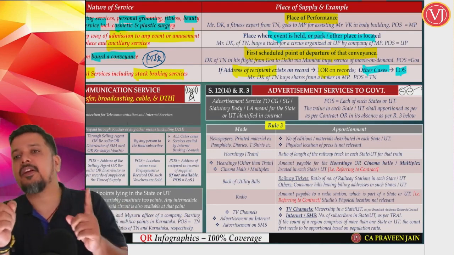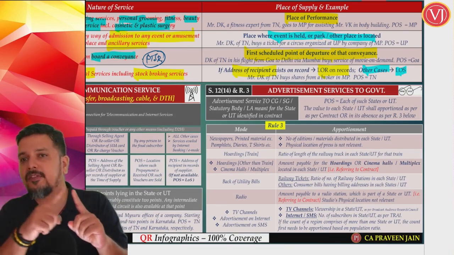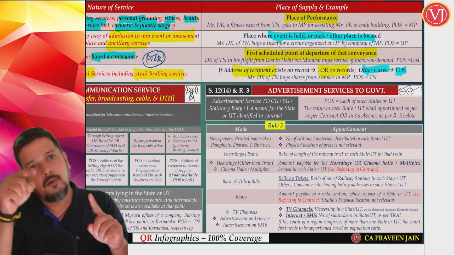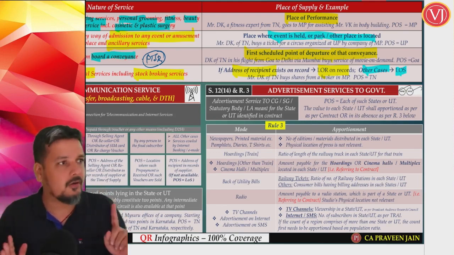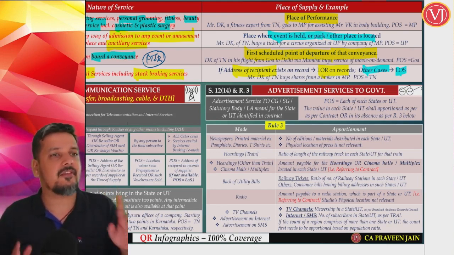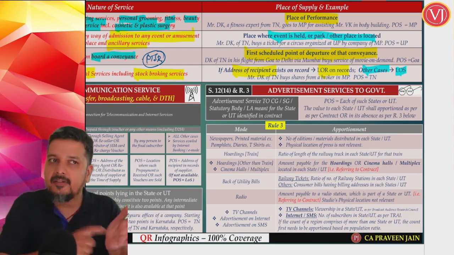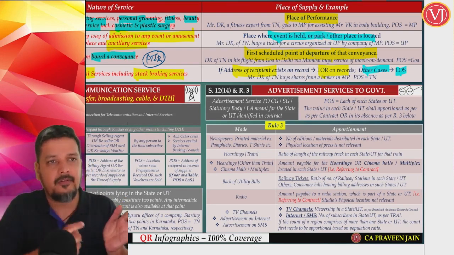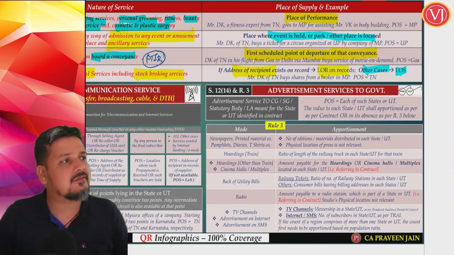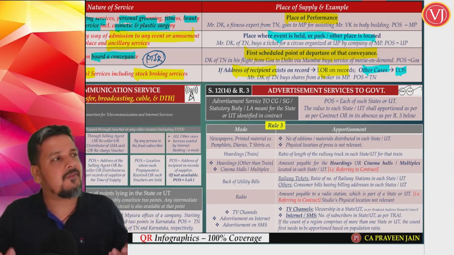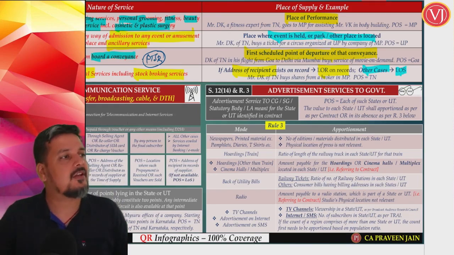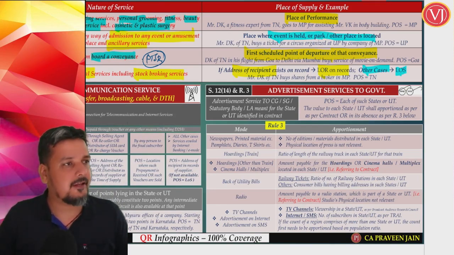So please differentiate it. Insurance, B2B, location of registered recipient. B2C, location of recipient which is available on records. Banking, financial services, including stockbroking, whether B2B or B2C: if address of recipient is there, location of recipient on record. If it is not there, which is very rarely possible, then location of supplier.